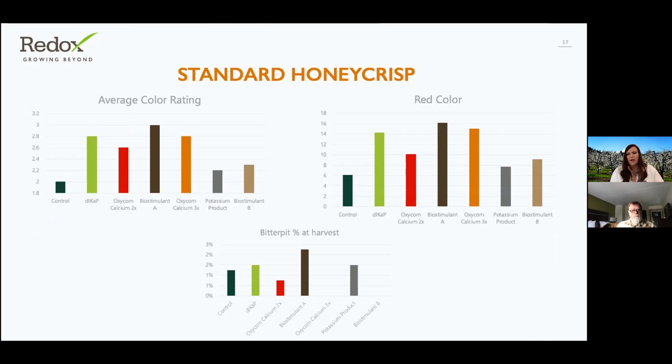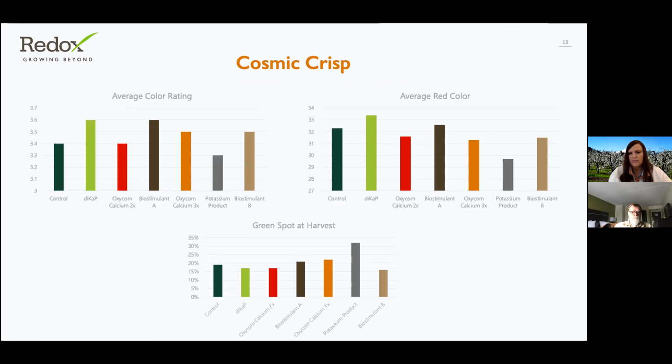So a question I've gotten a few times is about using a potassium-rich product on some of these more calcium disorder prone varieties like a Honeycrisp. So I just wanted to share this from a trial that was done this year on standard Honeycrisp. So you can see there was an increase in color both with DICAP and Oxycom, but they did a bitter pit count at harvest, and this orchard had very low incidence of bitter pit, but we don't see a big increase in bitter pit. Same with the Cosmic Crisp.